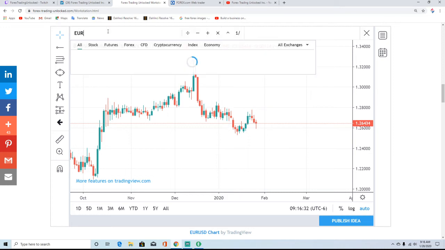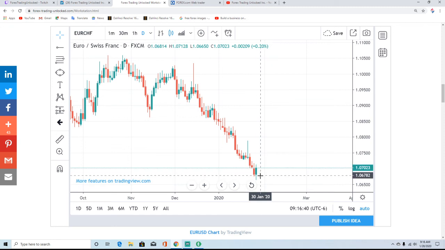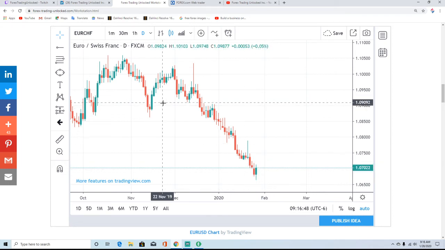Now look at this one. We're going to do the euro versus the Swiss franc. This is a whole other story. This market has been going lower for a while now. Today it found some strength. Now this could be because we're coming into Brexit, so there's probably going to be a little bit of sideways action happening with the euro and the Swiss.